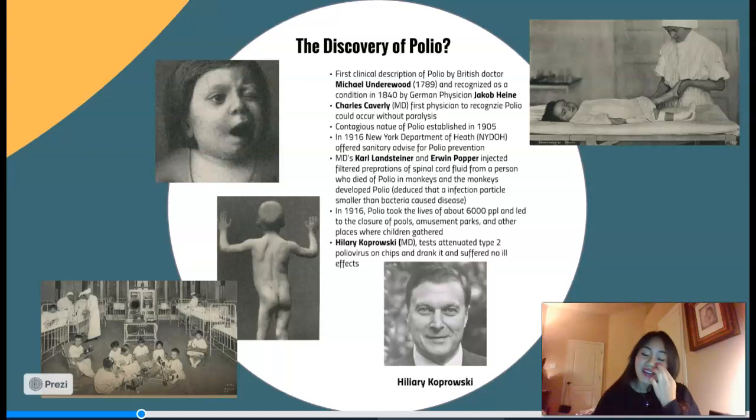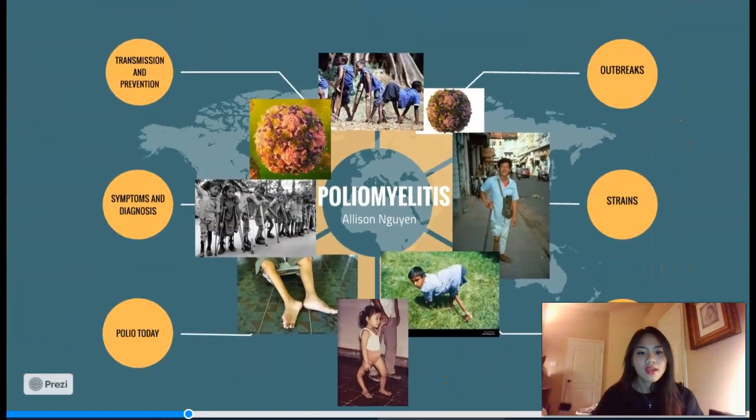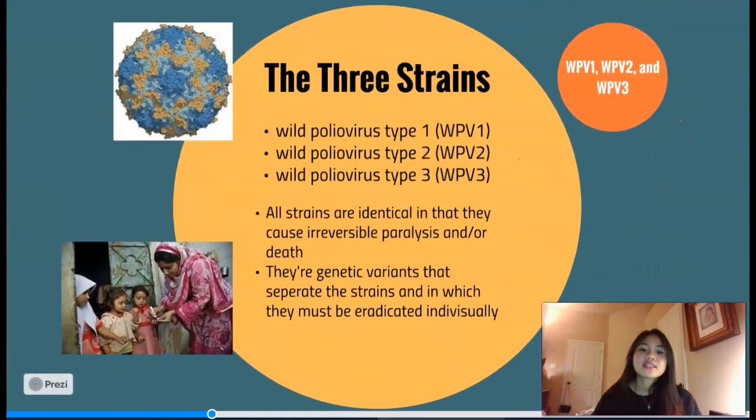And so lastly, we have Hilary Koprowski, who found the first vaccine for the poliovirus. He discovered this by drinking the oral vaccine, and then he didn't suffer any ill effects. So there we go. And then we have three strains of the poliovirus. We have type 1, type 2, and type 3.